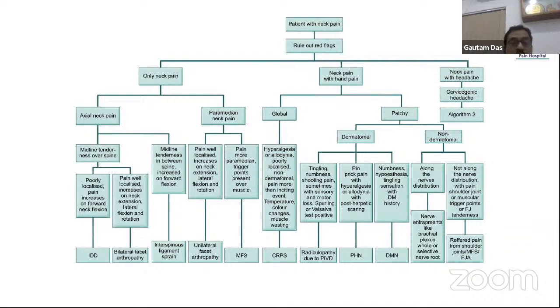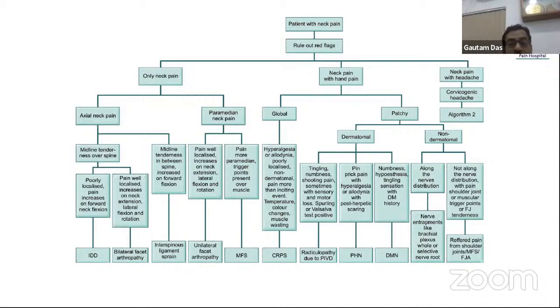Next important is your bilateral facet joint. Here, flexion will be relieving the pain. Extension tests and other things, and the lateral flexion will all be producing the pain. But more importantly, you'll be getting the tenderness over the facet joints. And the third one, the axial pain, is your interspinous ligament, where you'll be getting the tenderness in between the two spinous processes. So these are the neck pains where the pain is mostly midline.